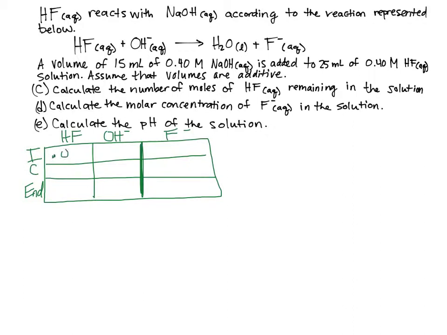So 0.01 for HF and 0.006 for OH minus. We figured that the hydroxide was limiting reactant, so that is the change, leaving 0 hydroxides left over and 0.004 hydrofluoric acids left over. On the other side of the equation, we're going to be adding an equal number of moles of the fluoride ion, which is our new interesting question for part D.